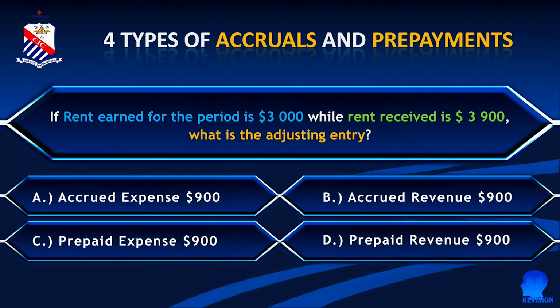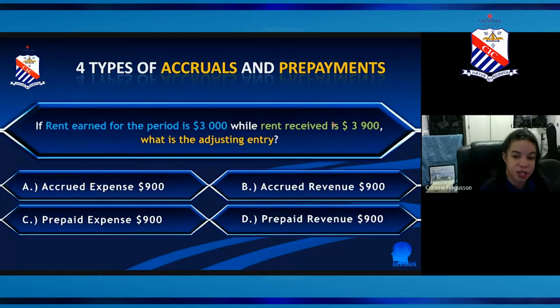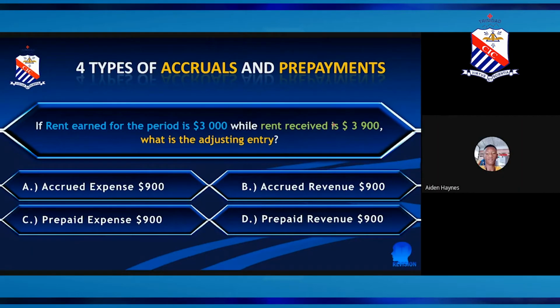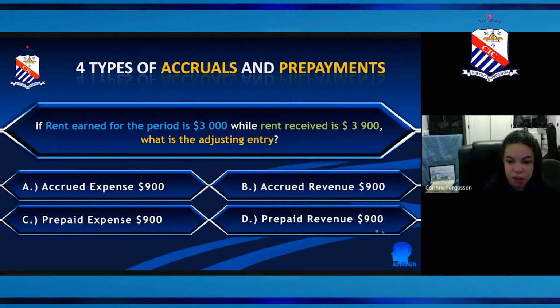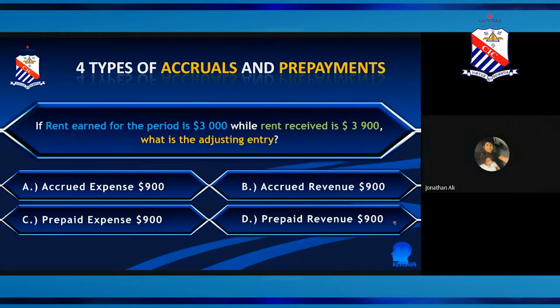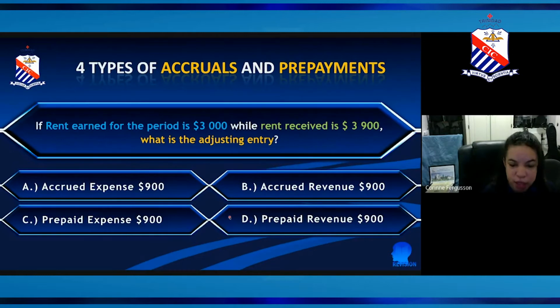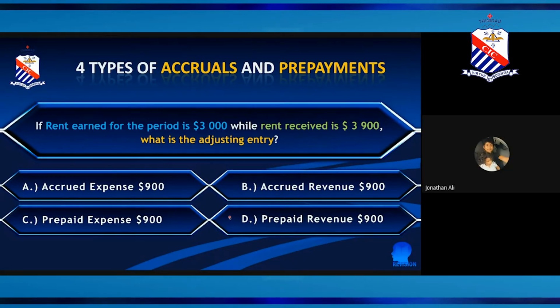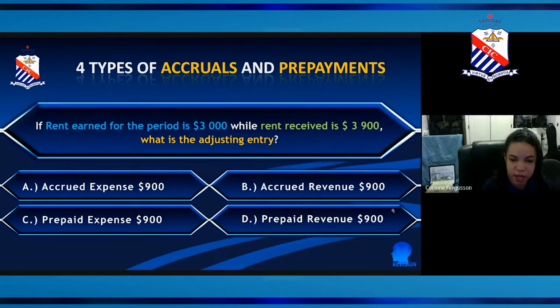Rent earned for the period is 3,000, while rent received is 3,900. What is the adjusting entry? Miss, I say D as in dog. Right, Aiden says D as in dog. I see D also. That's Jameek. No, this is Jonathan. Sorry? Yeah. All right, so we have 2 D's.